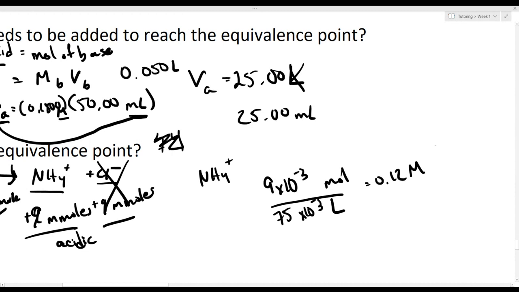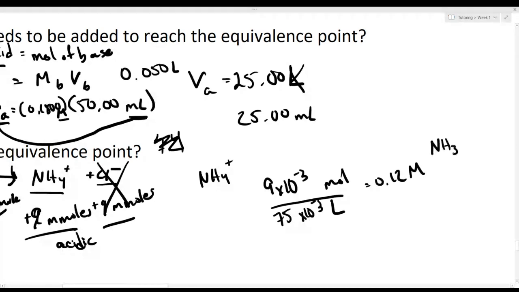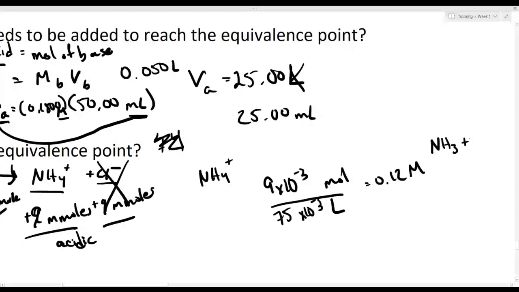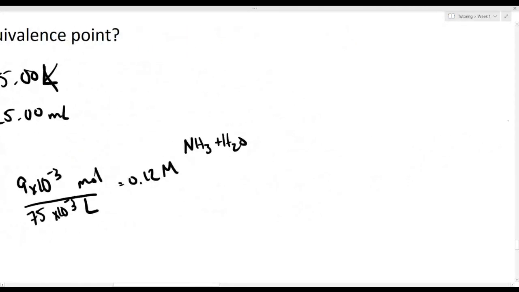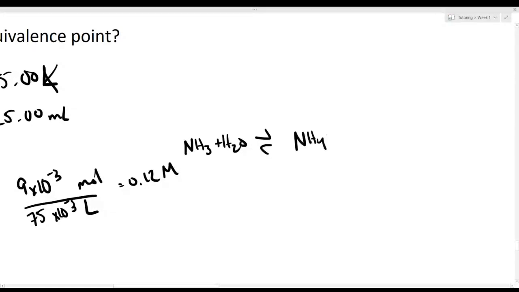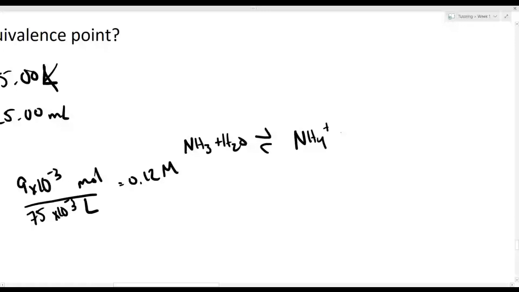Here's a great question. So we have a Kb, right? In order to use Kb, I need to use NH3 plus H2O in equilibrium with NH4 plus and OH minus.